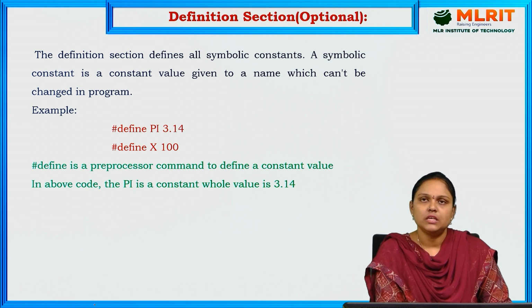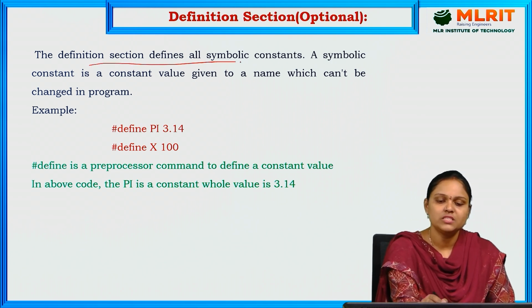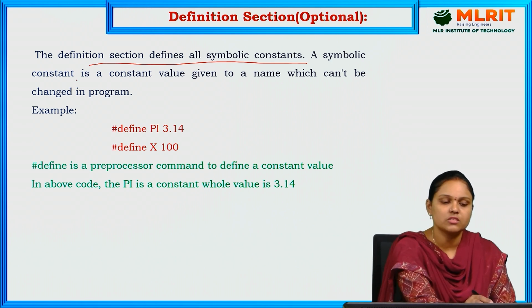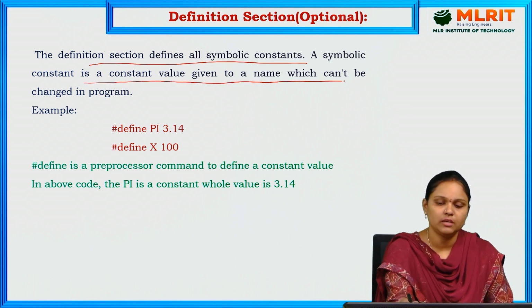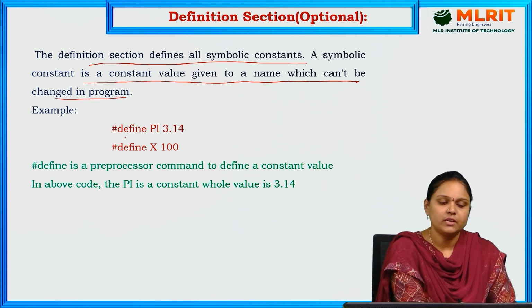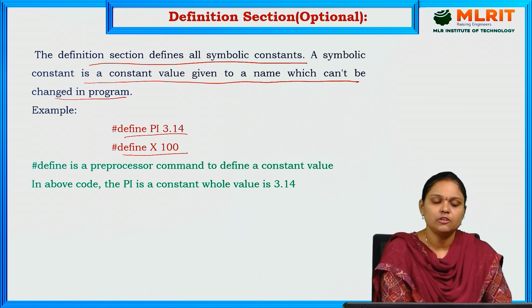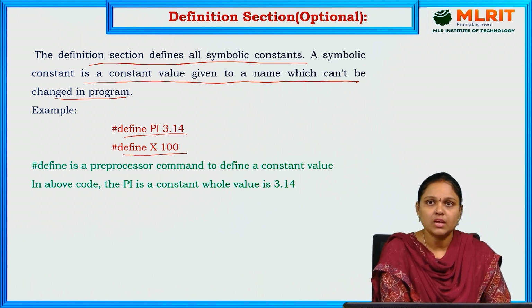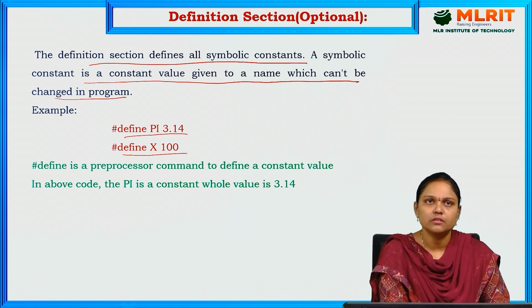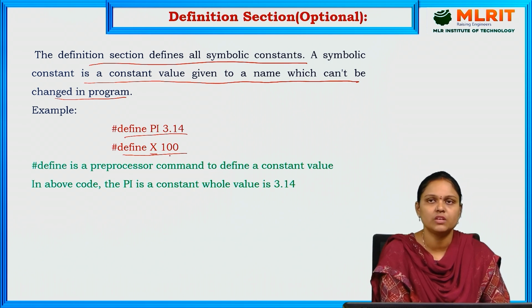The next one is the definition section. The definition section is optional. It defines all the symbolic constants. A symbolic constant is a constant value given to a name which can't be changed in the program. For example, #define pi 3.14 and #define x 100. Whatever value we have given for pi will never be changed throughout the program, and the x value is 100, and that value also will not be changed throughout our program.